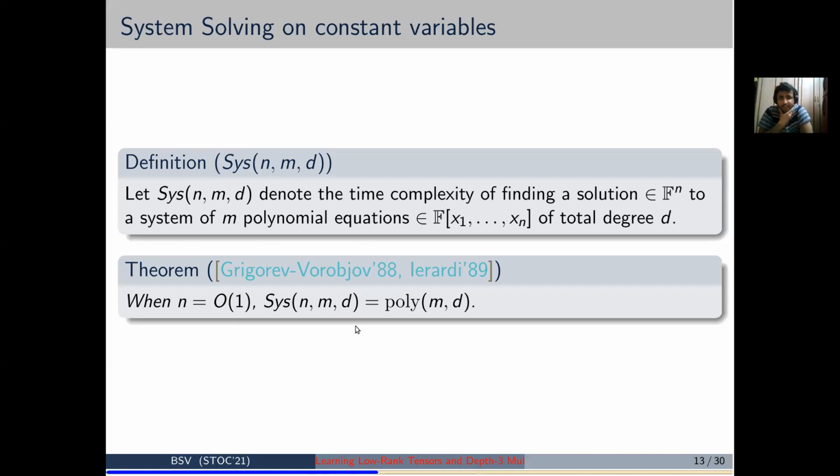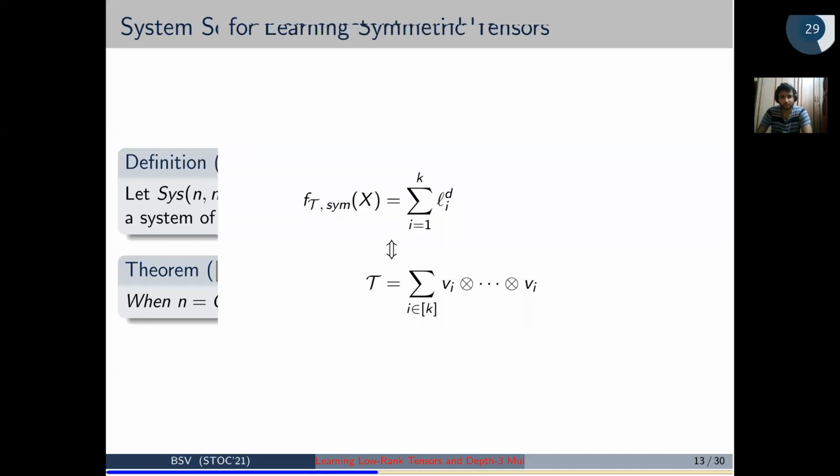The other ingredient that I mentioned was solving a system of polynomials when the polynomials depend on just constantly many variables. You're given a bunch of polynomials f1 equal to 0, f2 equal to 0, up to fm equal to 0 in n variables with total degree d, and you have to find a solution. Grigoriev and Vorobjov showed that if your number of variables is constant, then you can solve this problem in polynomial time. And this turns out to be very crucial for us.